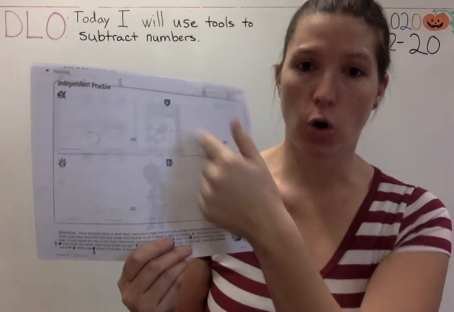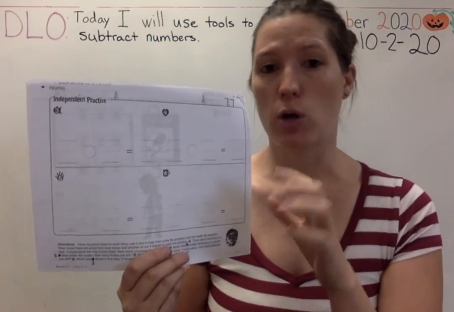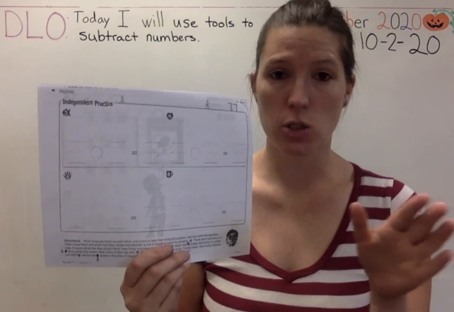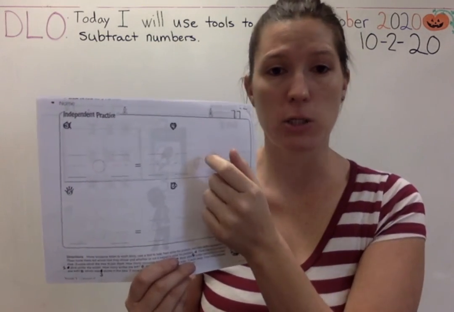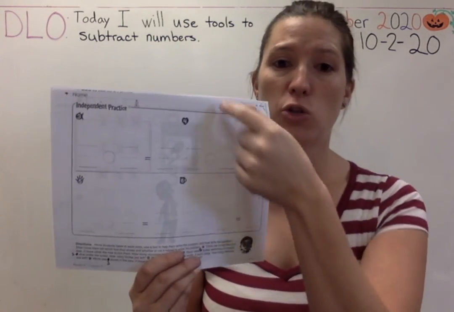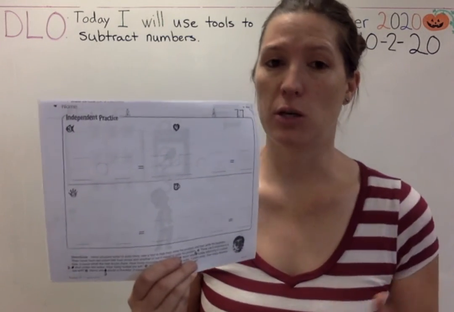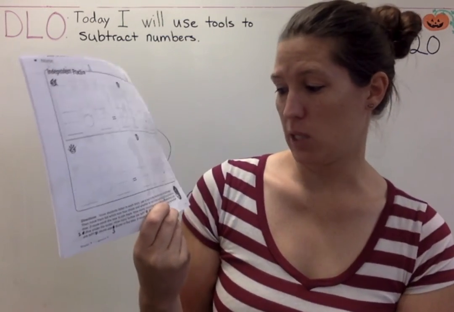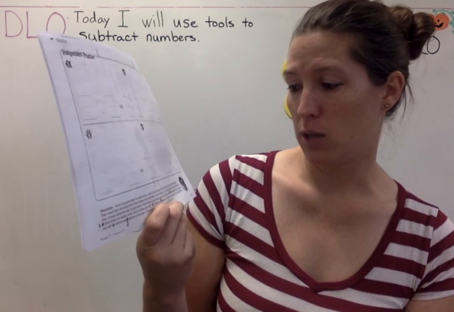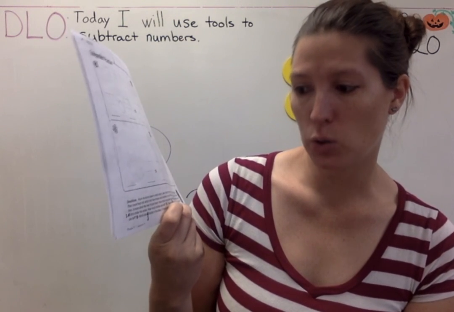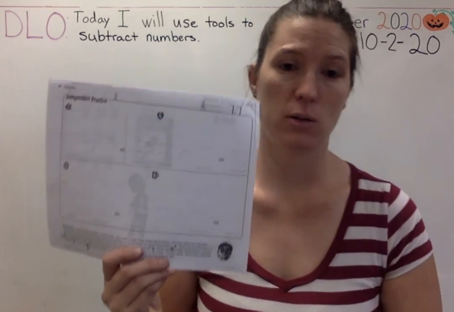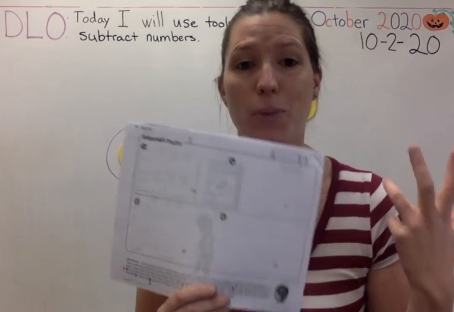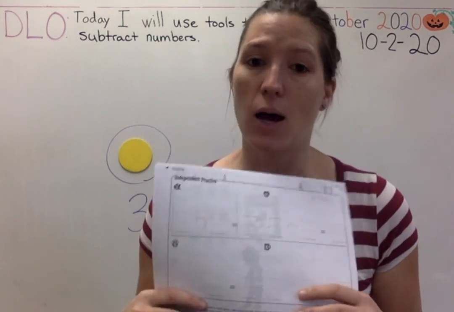Use the strategy crossing out. Use the strategy taking away if you just use your cubes on here or your flippy chips. It's your choice, but if you draw pictures, you need to cross them out to make sure that they have left when they leave the scene. Marta has 4 turtles swimming in a pond. 2 dive underwater. How many are left? So a couple of them left. Draw your pictures. Okay, now it's your turn.